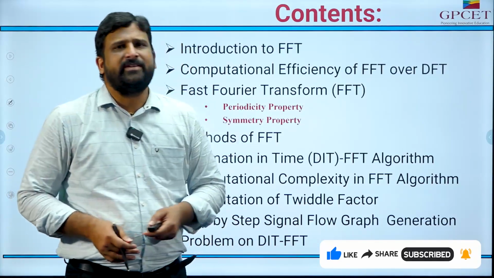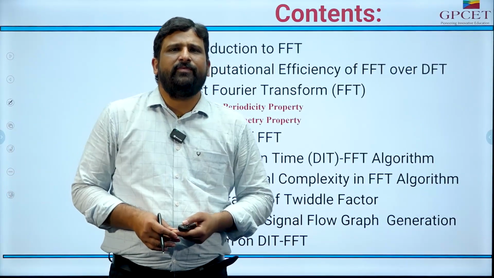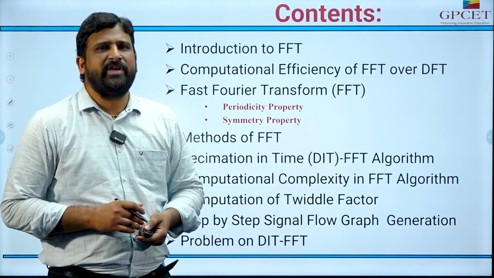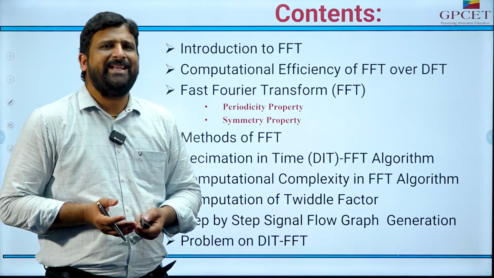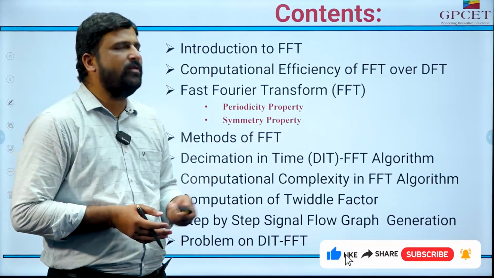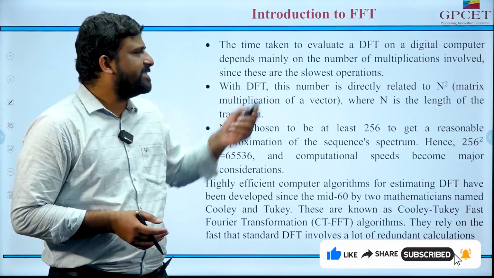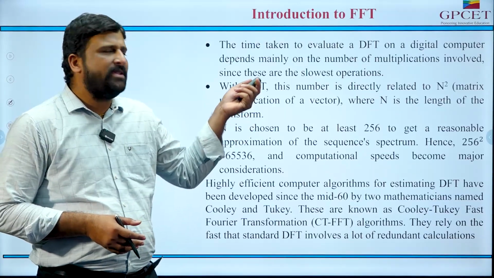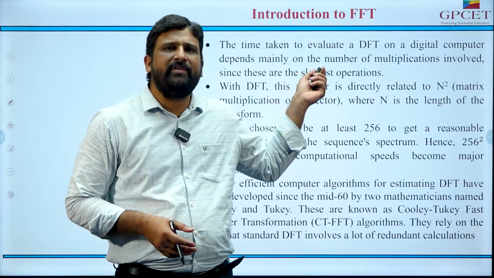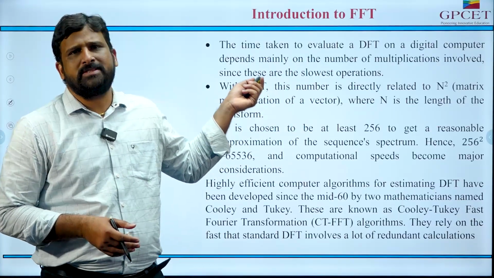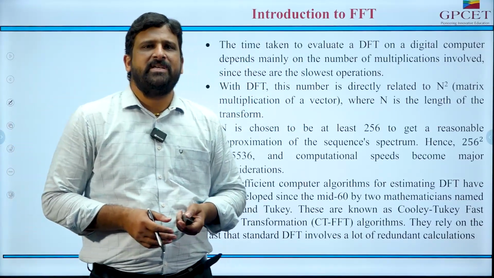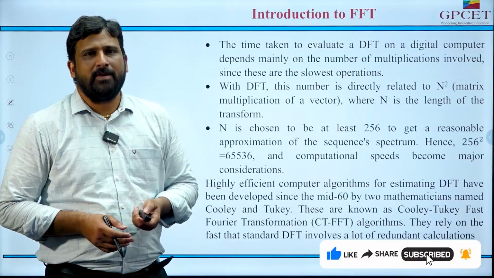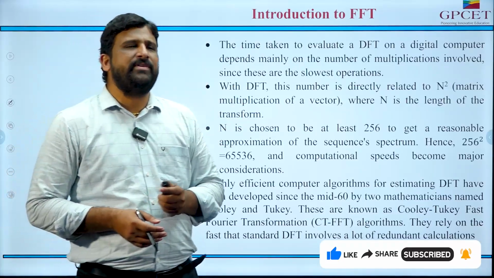So here, coming to the introduction of the fast Fourier transform. Why are we going with the fast Fourier transform instead of the discrete Fourier transform? What is the difference, and what are the main advantages of the FFT over the DFT? If we use the DFT in digital computers, as we already saw in the problems solved in previous sessions, a large number of additions and multiplications happen. That is the major drawback of the DFT.